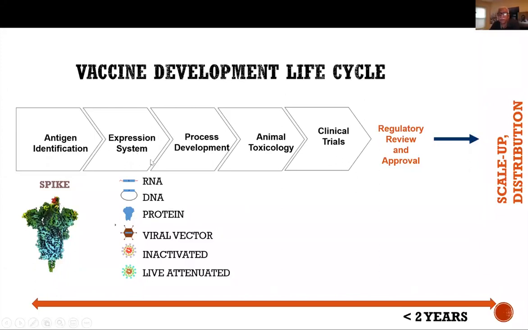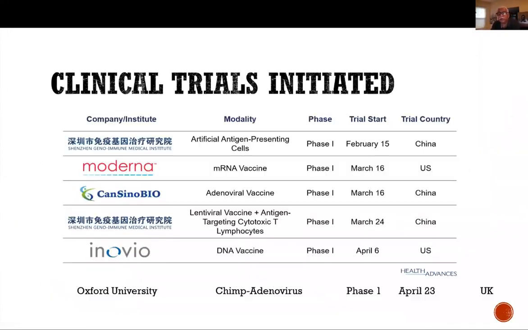The spike is expressed in different ways: RNA, DNA, protein, viral vector, inactivated, live attenuated. You have to develop a process to manufacture it. Then you have to do animal studies, clinical trials, regulatory approvals, and then of course you have issues with scale up and distribution and all that. So this is the life cycle of vaccine development. What usually requires 10 to 20 years, we've done in months.